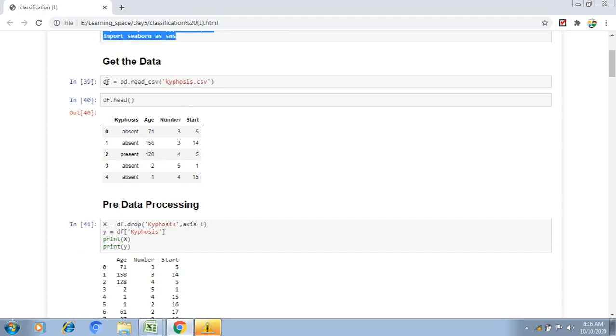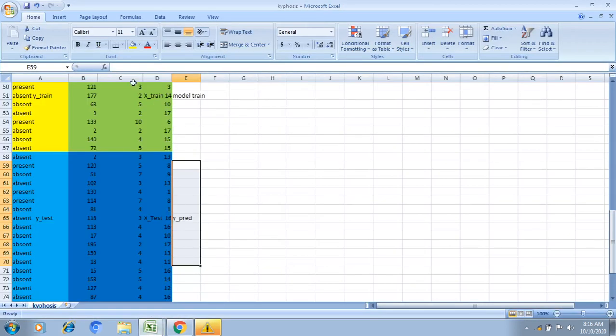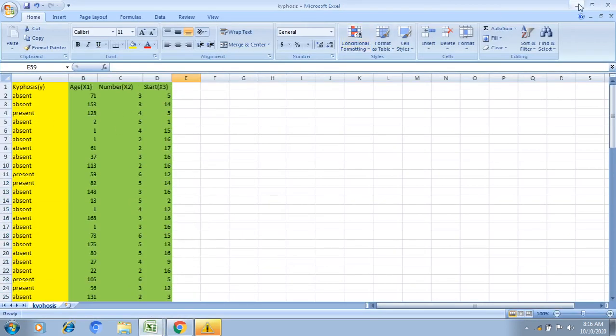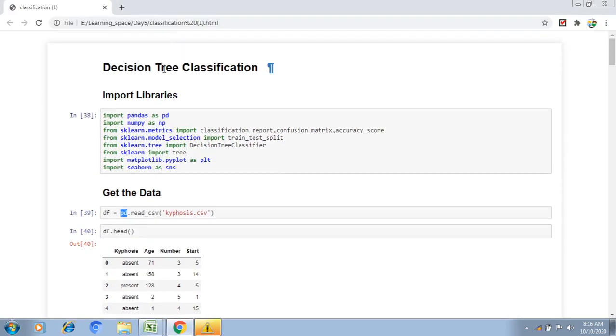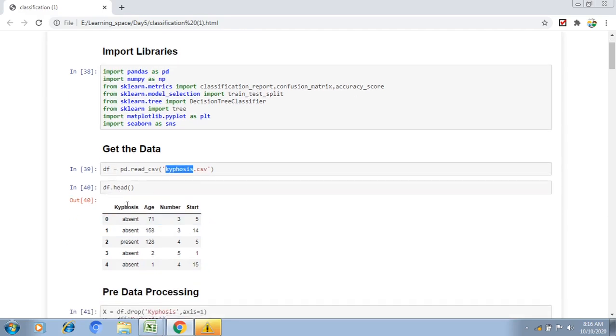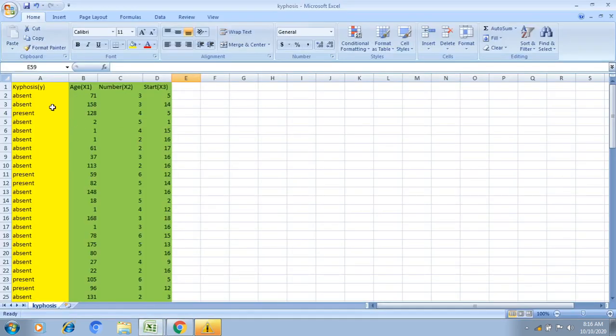Okay, this is a data frame to get the data. Here we are accessing the same Kyphosis CSV, which contains 4 columns and 81 rows. Data frame equals pd, which is my alias name for pandas, dot read_csv is my method, and I'm passing the same CSV, kyphosis.csv. If I display it here, this is my target data, and x1, x2, x3. We have three independent variables and one dependent variable, with values absent and present.